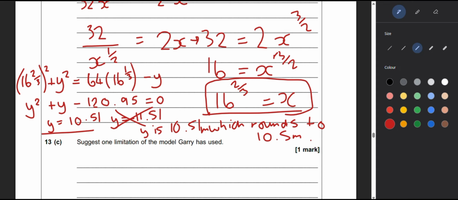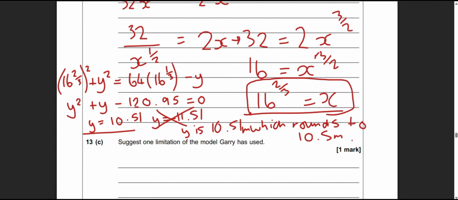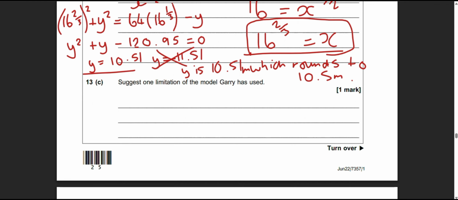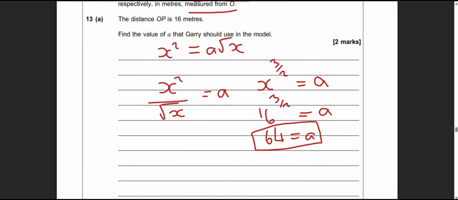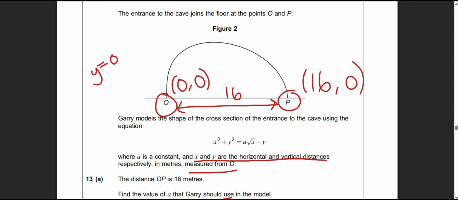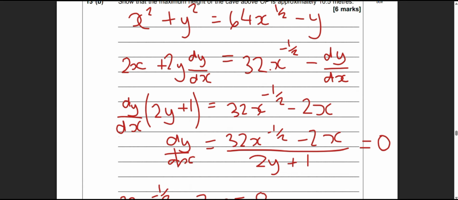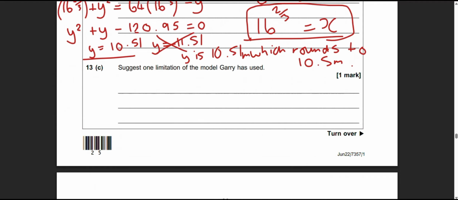So then it says, suggest one limitation. And this is only 1 mark, and it's basically just common sense. So if we have a look at the diagram, and sometimes you think like, oh, this is actually quite difficult, I don't know. But you think, like, what cave have you seen that looks like that? Is it going to be perfectly smooth? Is there going to be no sort of like indents or little crevices or anything like that? It's not going to be perfectly smooth, is it? So that is what I would say there. I would say it's unlikely that the cave is perfectly smooth.